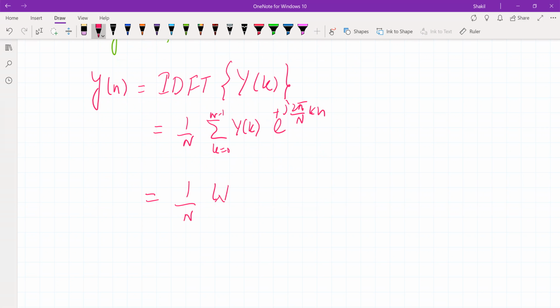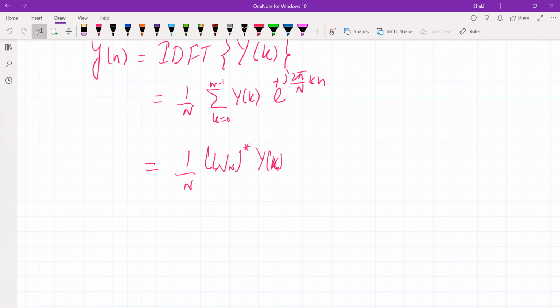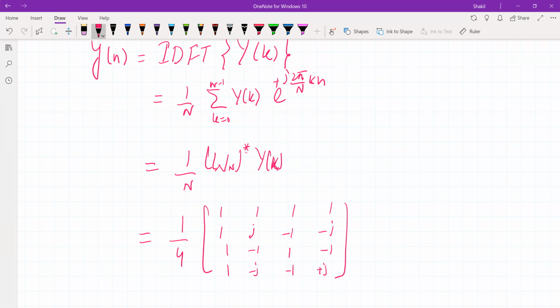The matrix formulation for this is y of n, and remember this is the complex conjugate of the forward one, multiplying with Y of k. So do that. This will be 1 by 4 because N is 4. Then the twiddle factor matrix, take the conjugate of that. We already computed it, you have to replace j by minus j. That's the meaning of complex conjugate. So this will be j now, minus 1, minus j. Please check the terms. This is 1, minus j, minus 1, plus j. I hope I have done it right.